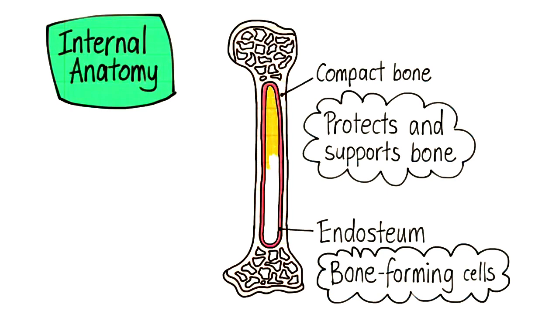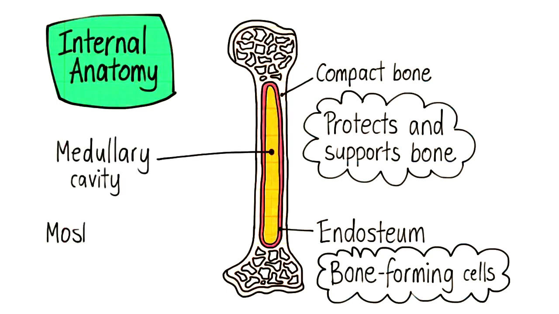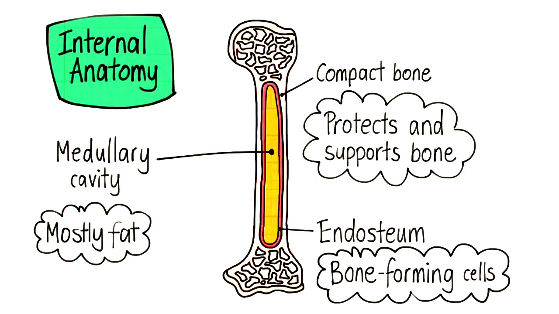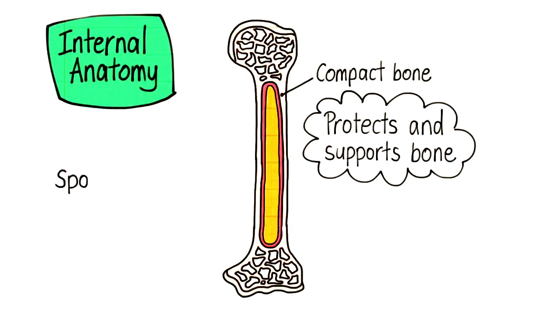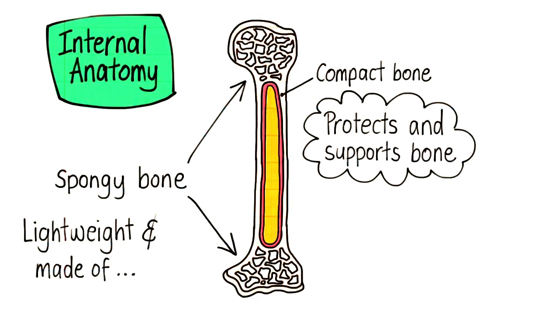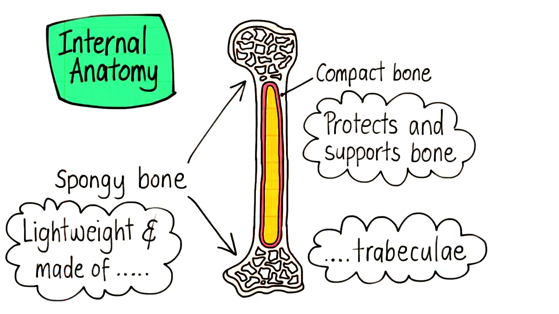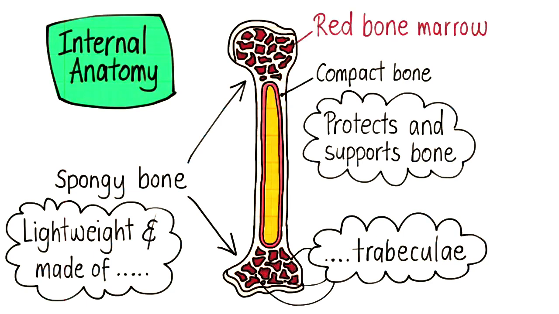The hollow cylindrical space in the middle of the diaphysis is called the medullary cavity. In an adult, this cavity is filled with yellow bone marrow, which is mostly made of fat cells. The epiphyses are made of spongy bone, which is lightweight and made of a lattice work of irregular sheets of bone called trabeculae. Filling the spaces between these trabeculae is red bone marrow. Red bone marrow is mostly composed of developing red and white blood cells and platelets.